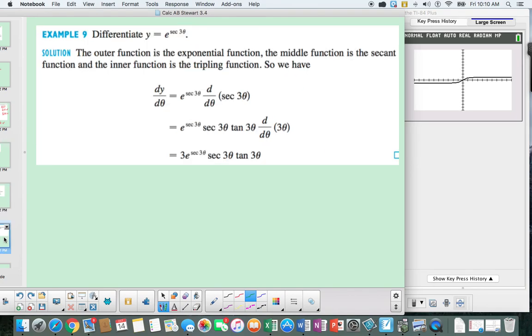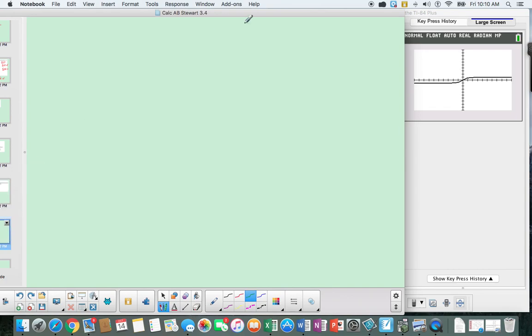Here's an example of differentiating with an exponential. And that's the end of the screencast.